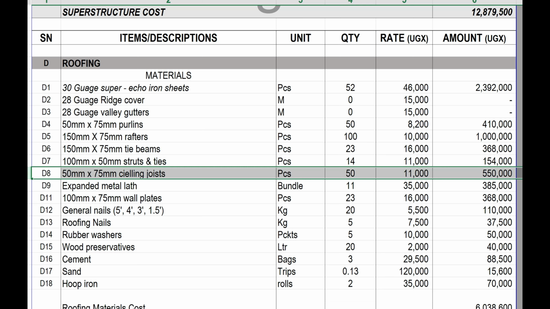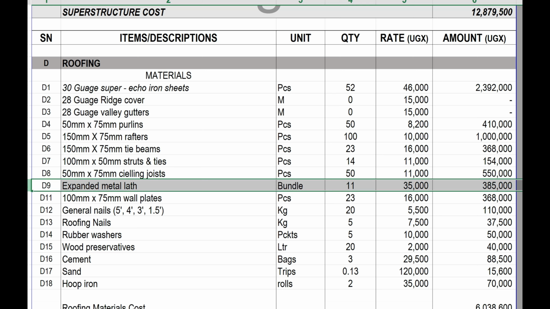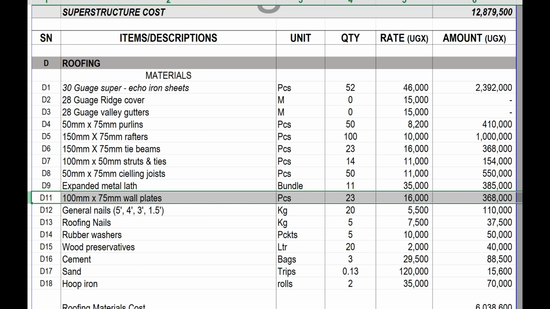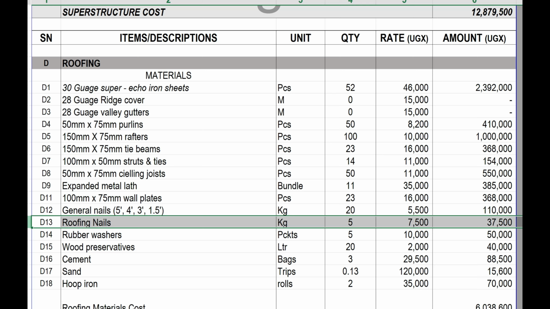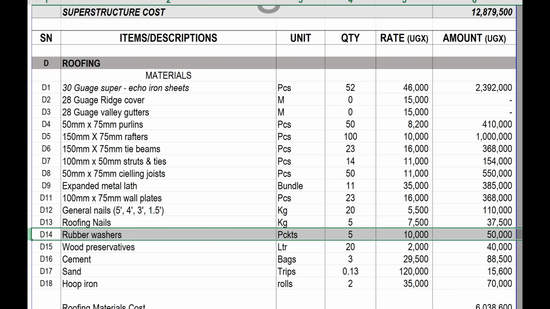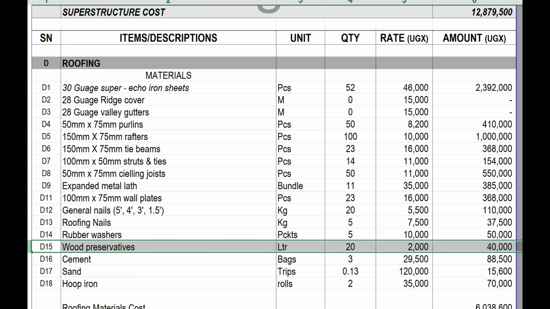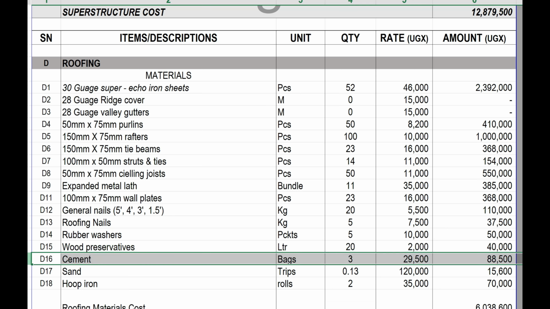ceiling joints about 50, expanded metalith about 11, wall plates about 23, general nails that is from 1.5, 3, 4, and 5 inch about 20 kgs, and roofing nails about 5 kilograms. I think they can work. Then rubber washers, I think 5 buckets can be enough. Wood preservative, I think about 20 liters can be enough. Cement, this is for casting the ceiling. I think 3 bags can be enough.